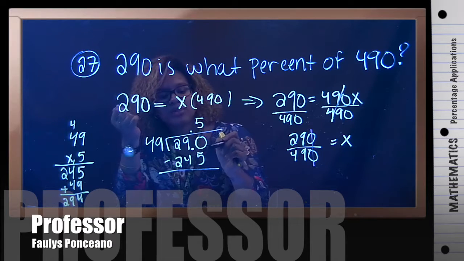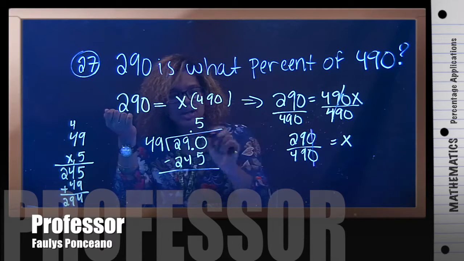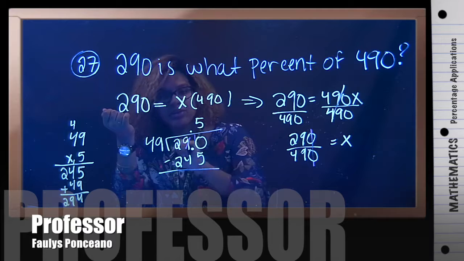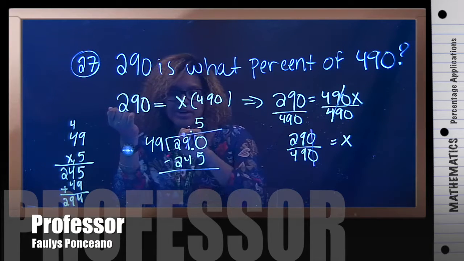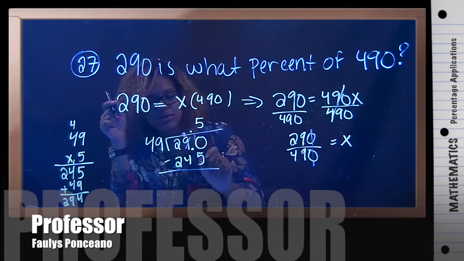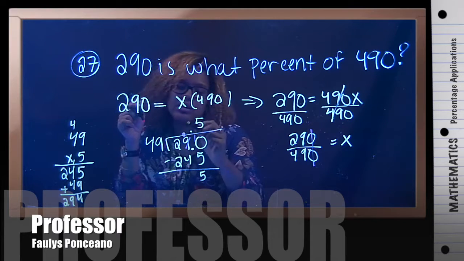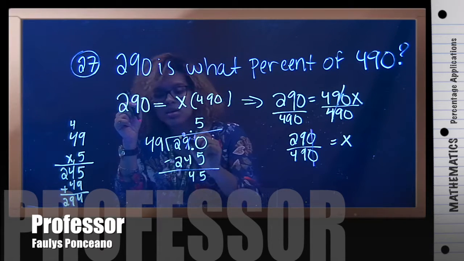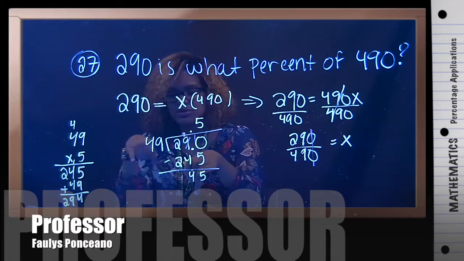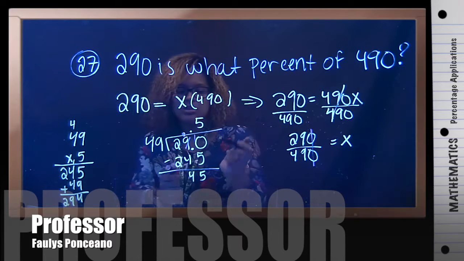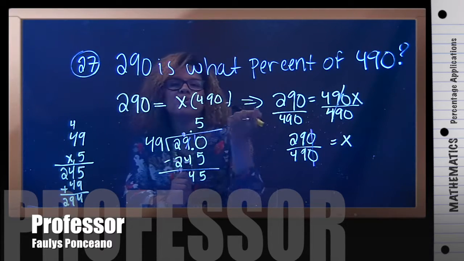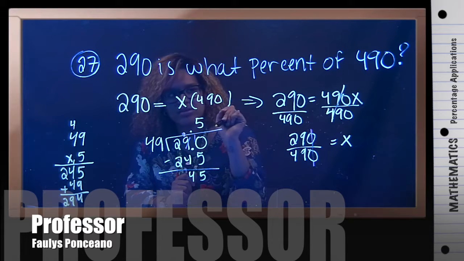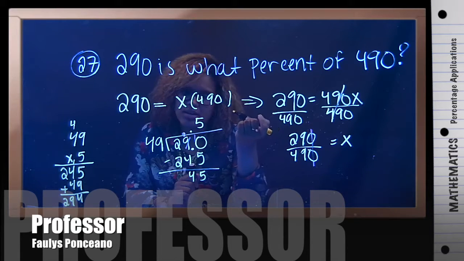Now I have 0 minus 5. Can't subtract that, so I'm going to borrow. That becomes 10. And this becomes 8. 10 minus 5 is 5. 8 minus 4 is 4. 2 minus 2 is 0, which is 45. Okay? So now we're going to do it again. We want to get at least to 3 decimal places since we're going to change it to a percent.